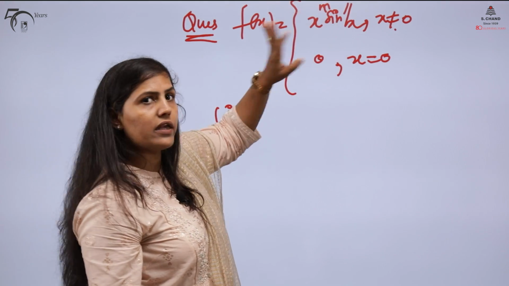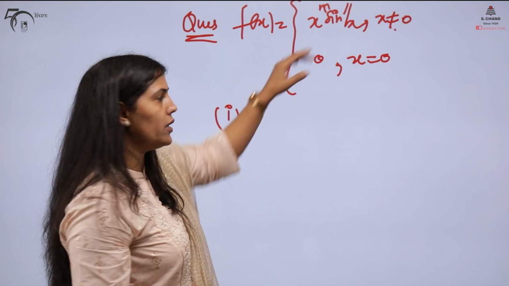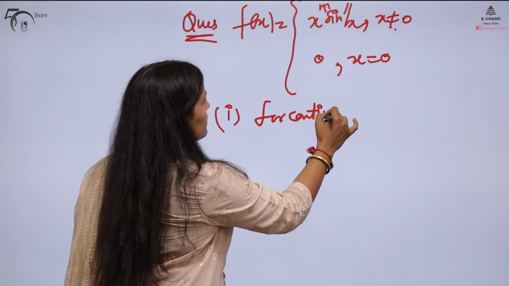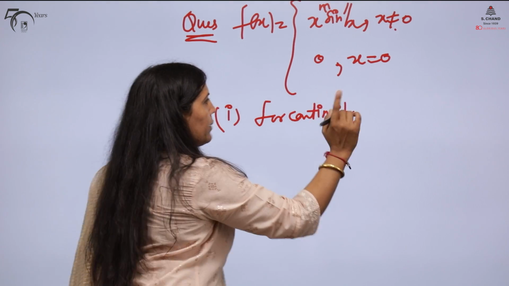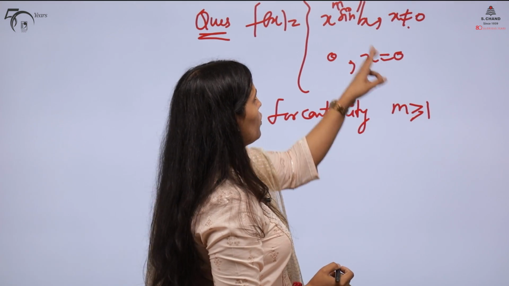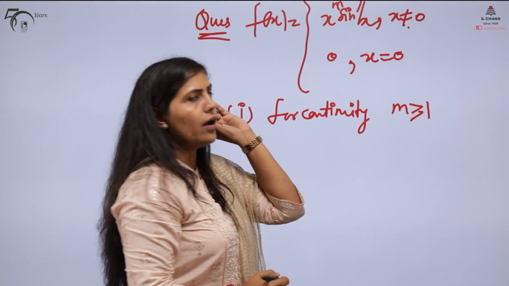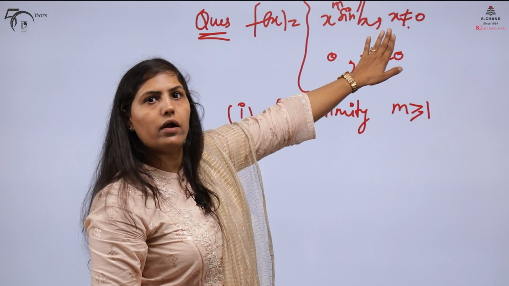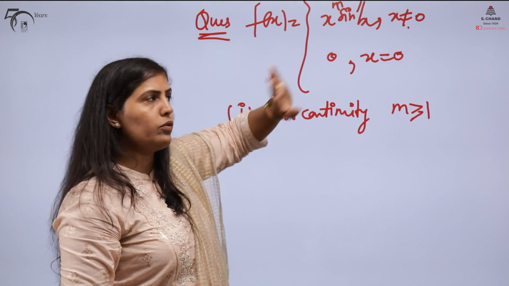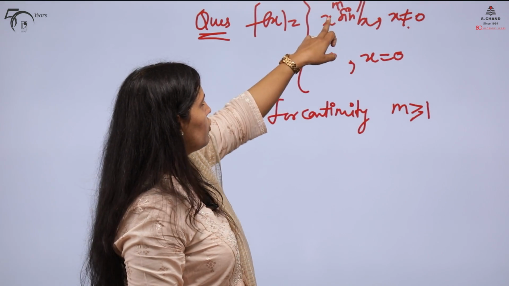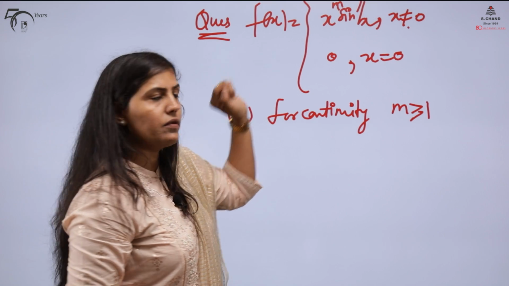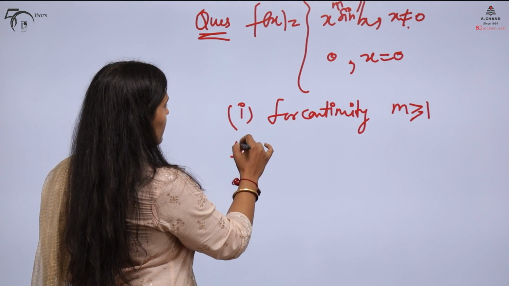So, when you are checking continuity of this function, m should be at least 1. It means if m is greater than or equal to 1, no issues, nothing to do, you are very sure that this function will be continuous, because in competitive exams you do not have time to solve, you should have an idea. So, if m is greater than or equal to 1, 101% this function will be continuous. I have already done it in my last lecture.